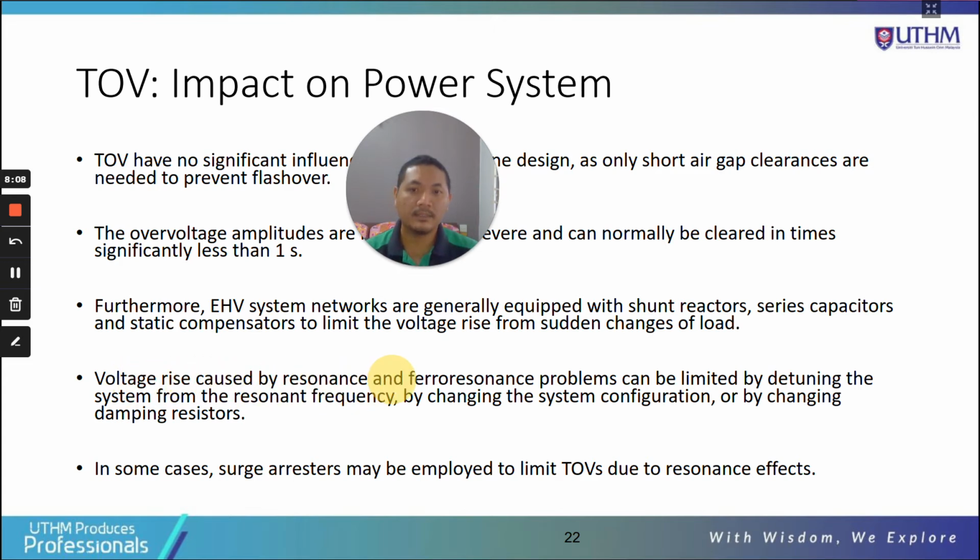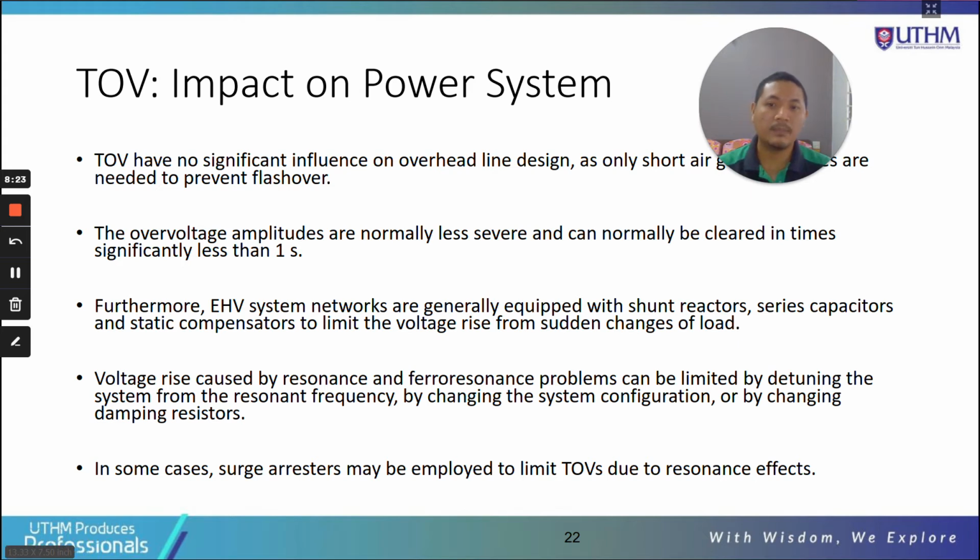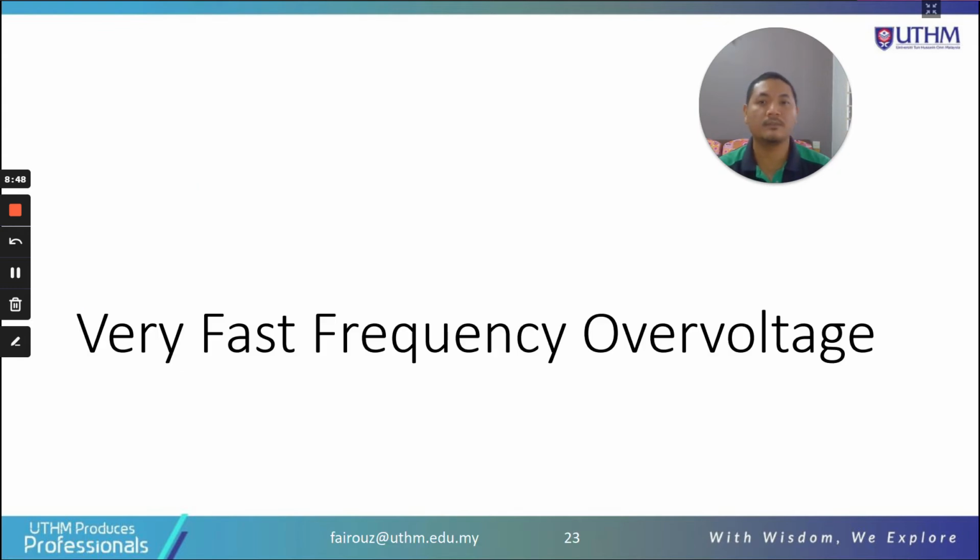Voltage rise caused by resonance and ferroresonance problems can be limited by detuning the system from the resonant frequency, by changing the system configuration, or by changing damping resistance. So these can actually be fixed. In some cases, surge arresters may be employed to limit temporary overvoltage due to resonance effect. Usually we use such arresters to arrest the surge, to reduce the lightning overvoltages in the system. However, we can also use this arrester to limit the TOV due to resonance effect.